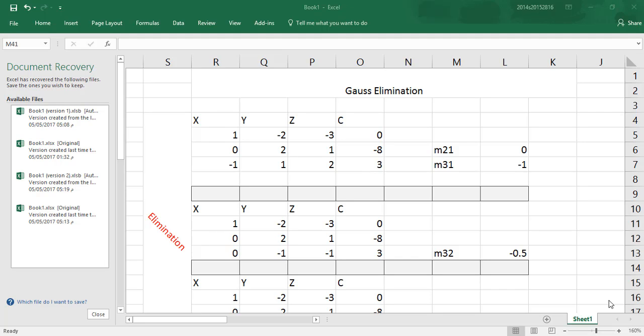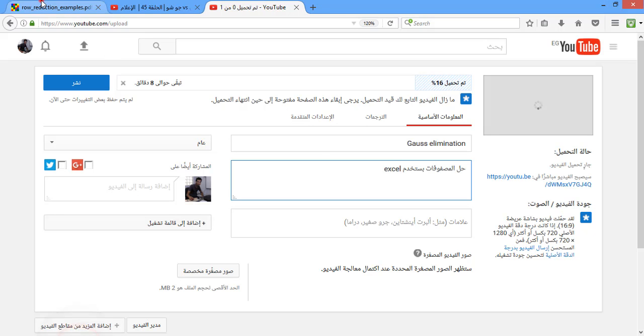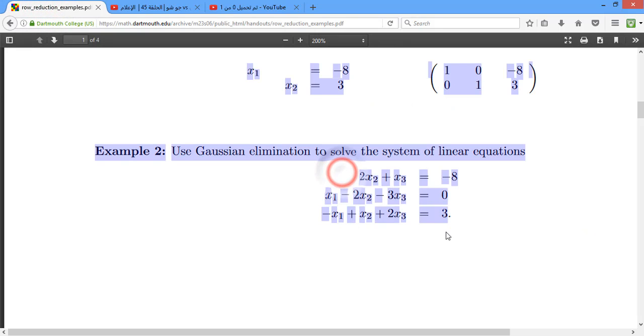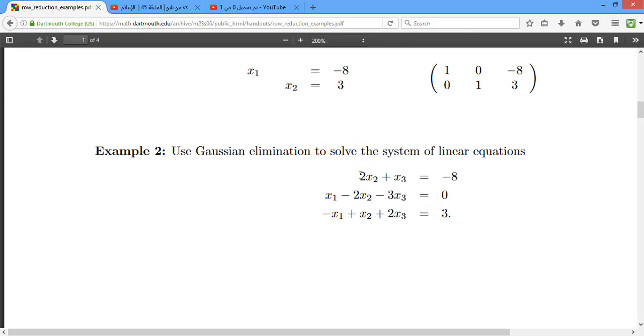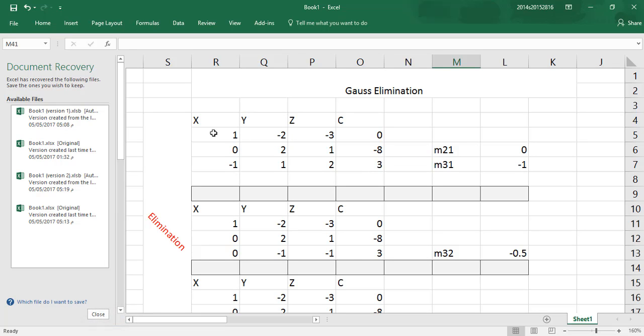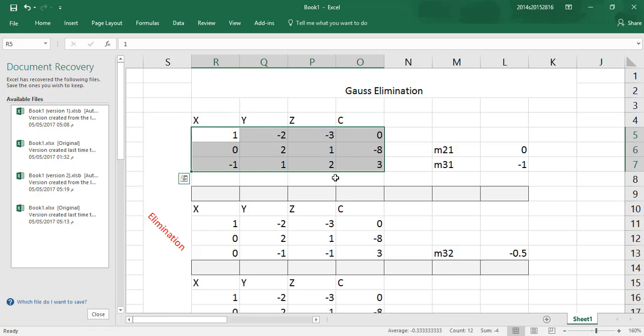We will talk today about how to solve matrix equations using Excel. First of all, we will start with this example and we put these equations in matrix form. As you see, we get two parameters.